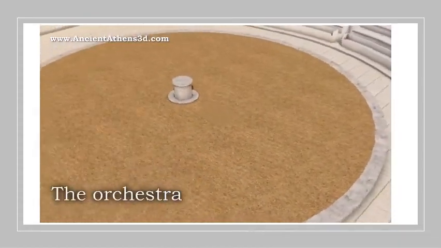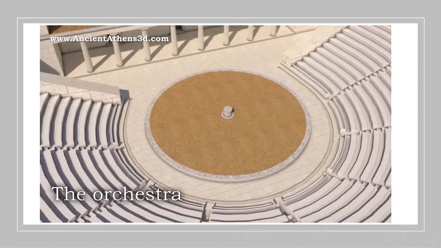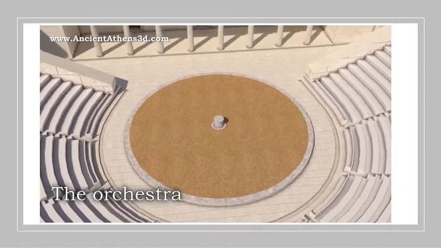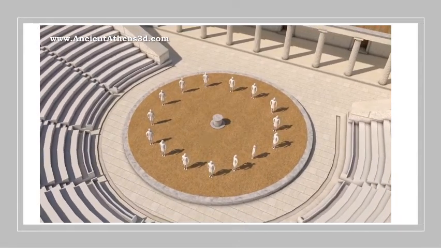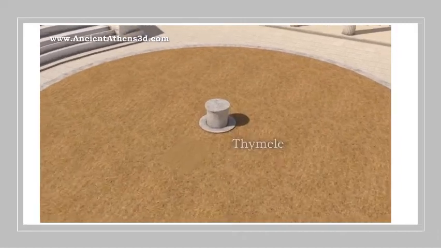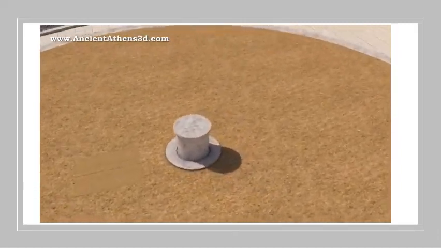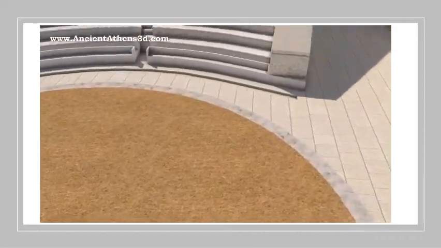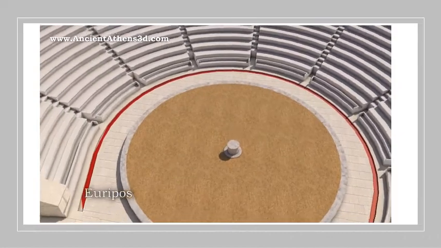The orchestra was the circular space in the middle of the theatre. The name comes from the Greek verb which means to dance, and was the place where the chorus of the performances stood. In the center of the orchestra, there was an altar called thymele, dedicated to Dionysus, who was the patron god of the theatre. Around the orchestra, there was a water drainage trench which was called euripus.